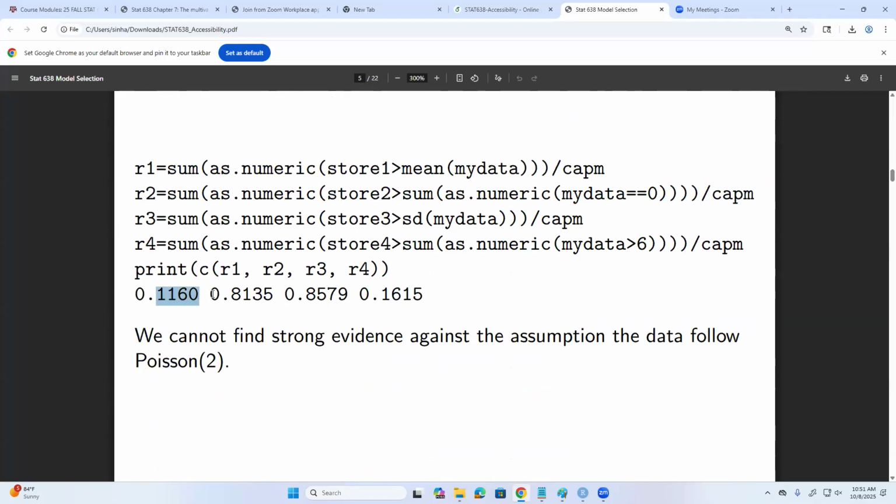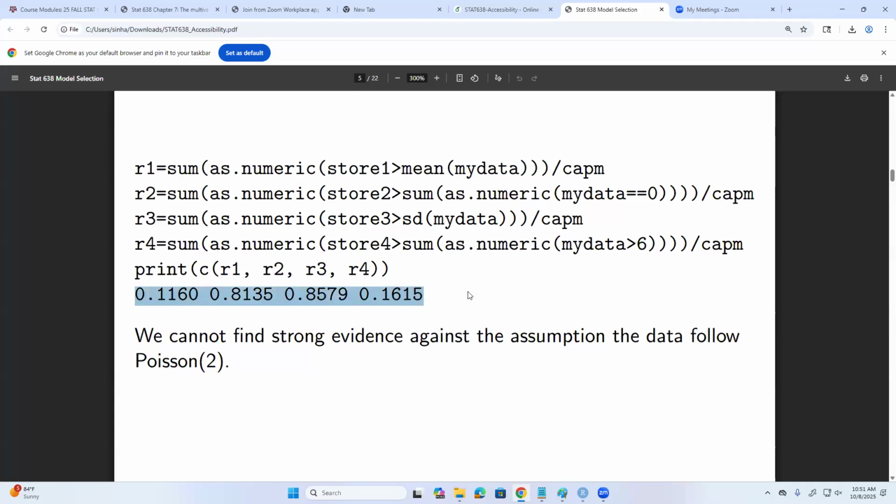What proportion of time did the standard deviation exceed the observed standard deviation? 81% of the time. The second one was the proportion of time we observed zeros. And then this is for the standard deviation. And the fourth one is the proportion of times it exceeded 6.